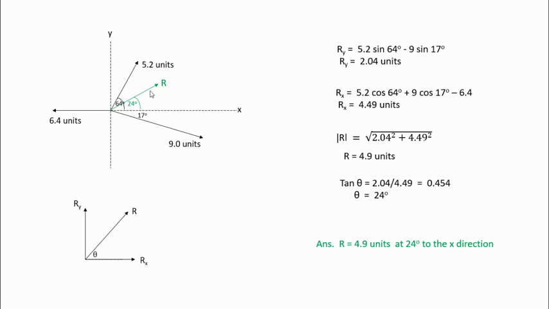What if we wanted to state the angle that R makes with the 6.4 units vector? Between R and the 6.4 would be, work it out, 180 minus the 24, because the 6.4 units makes 180 with x, and R makes 24 with x. So the difference there would be 156 degrees.